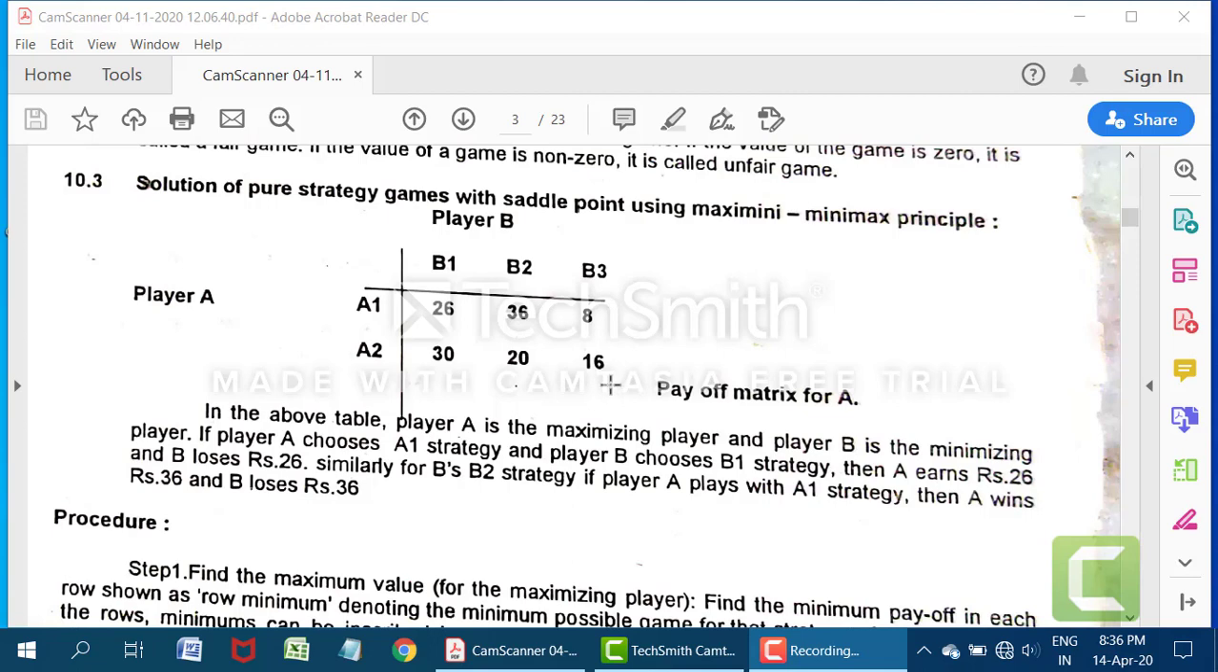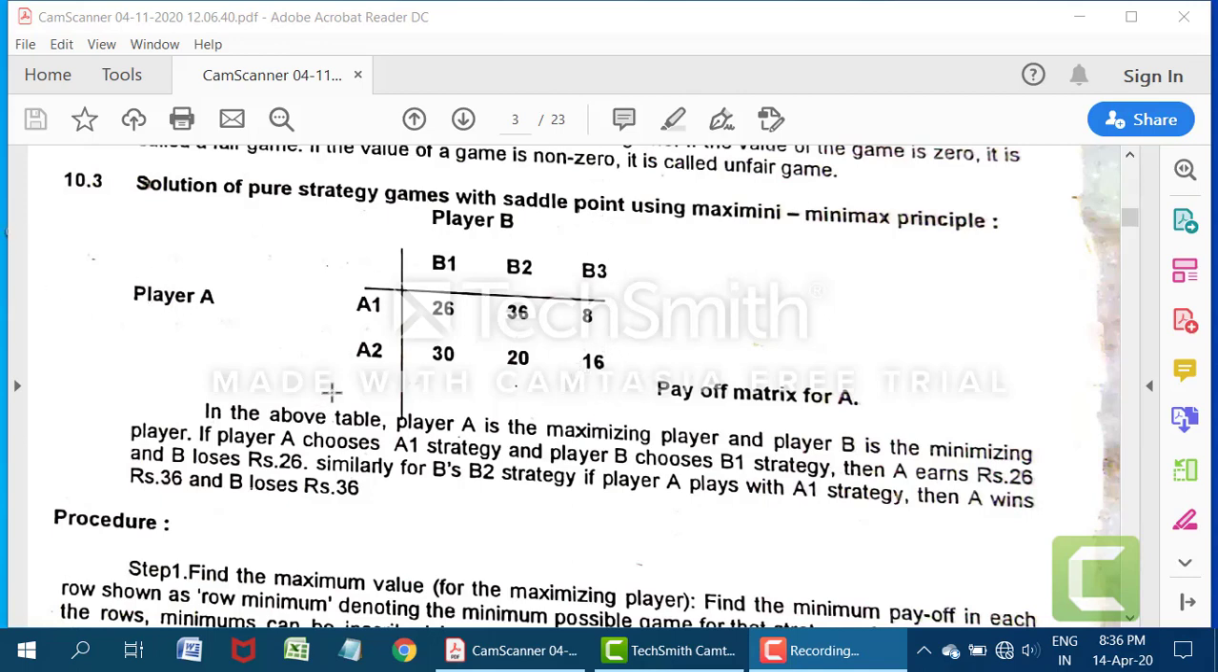When a circle coincides with a square, that is nothing but the saddle point. If the circle does not coincide with the square at any position, it is not a saddle point game. It is not a pure strategy game. If a saddle point is there, that gives the solution. The solution is the best strategy for player A, A2, the best strategy for player B, B3, and the value of the game is 16.